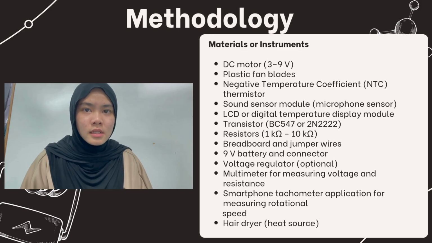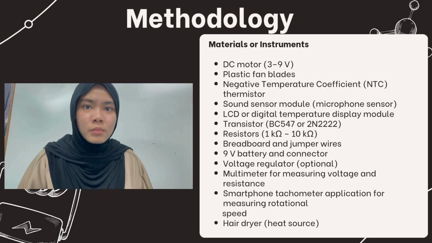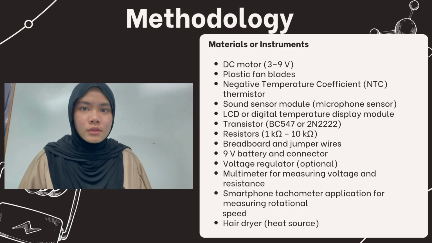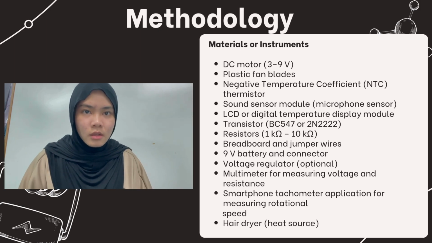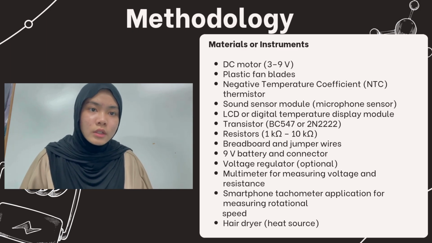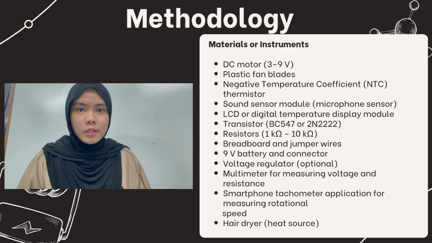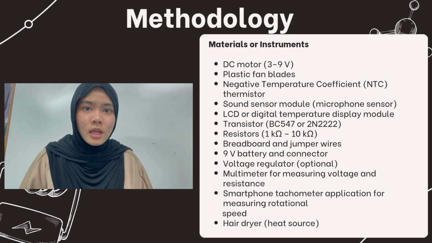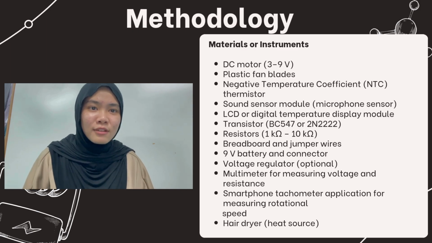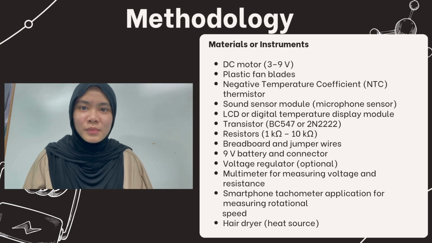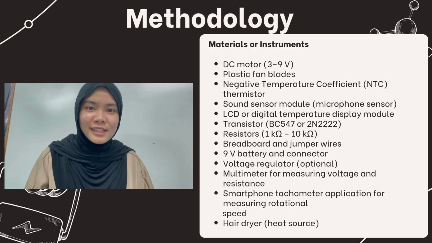The transistor acts as a switch or amplifier to control the motor based on signals from the thermistor or sound sensors. The resistors limit the current, protect the components, and form voltage dividers for accurate sensor readings. The breadboard and jumper wires provide a platform to assemble the circuit without soldering and allow easy connections between components. The 9-volt battery and connector supply electrical power to the entire circuit.